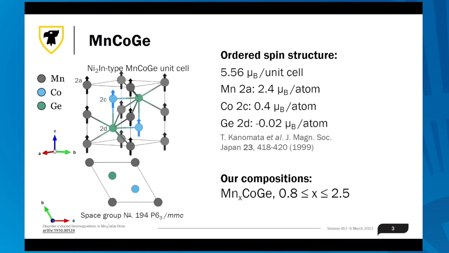So we grew varying compositions of manganese. We started with x at 0.8, so manganese-deficient samples. And in between, we also have compositions ranging up to x equals 2.5, so we have manganese-rich samples as well.